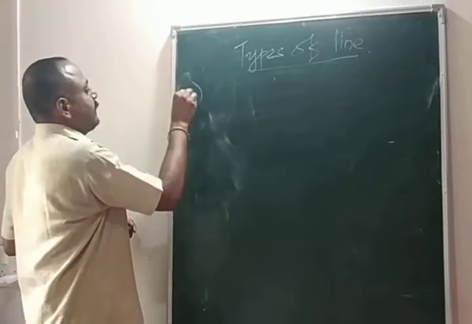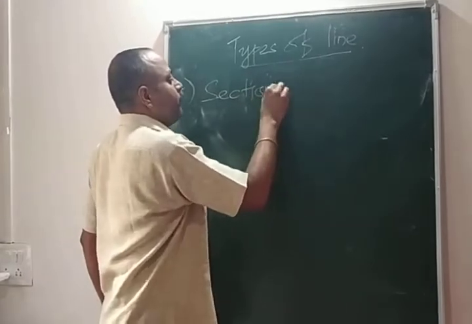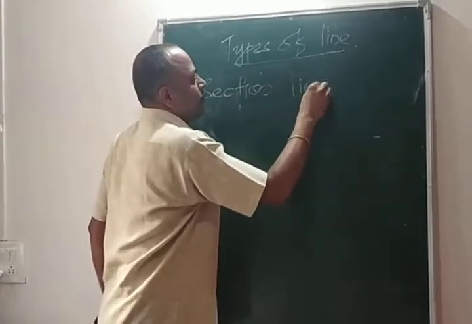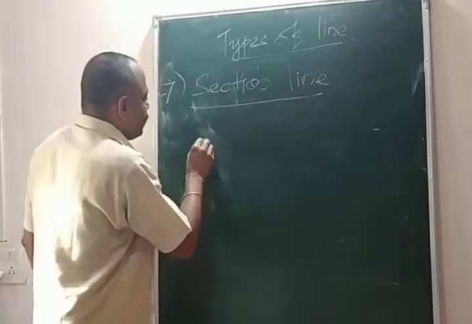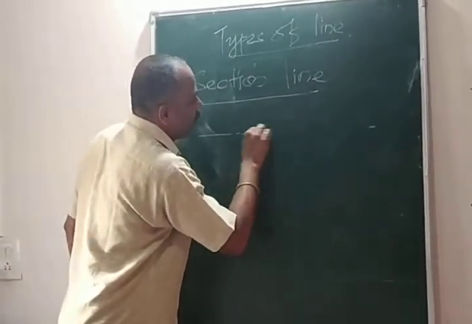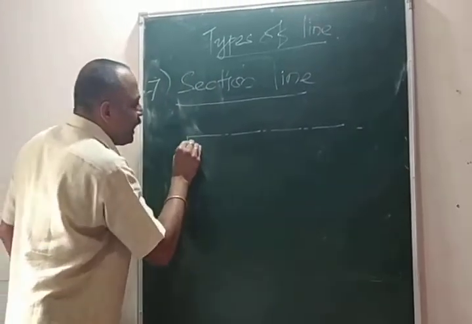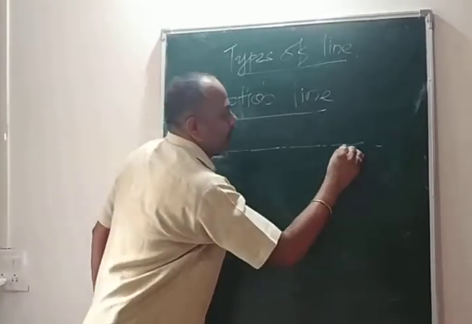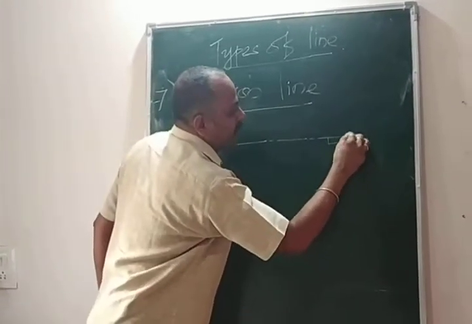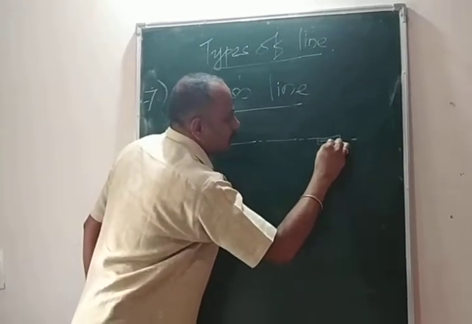That is section line. This section line is similar to center line, but at the end we have to show the direction of the viewer, in which direction the viewer is looking at that object.